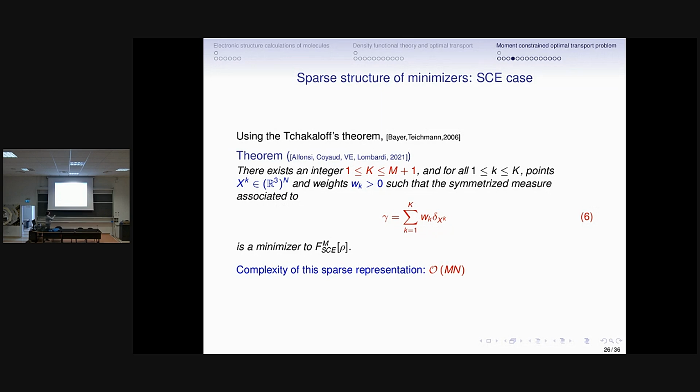Why is this interesting? Because if you look at the complexity of such a representation, it is very sparse, in the sense that if you only have to identify such weights w_k and such points x_k, the complexity of representing them only scales like m times n, the number of electrons. If you fix the number of moment constraints, the complexity only scales linearly with the number of electrons, whereas with traditional discretization methods, this complexity scaled exponentially with the number of electrons. So this is a much, much sparser representation for the solution of these optimal transport problems, and that's what we want to exploit in the numerical scheme. Trying to identify weights and points in such a representation will be much, much cheaper than representing the probability measure on a fixed discrete grid.